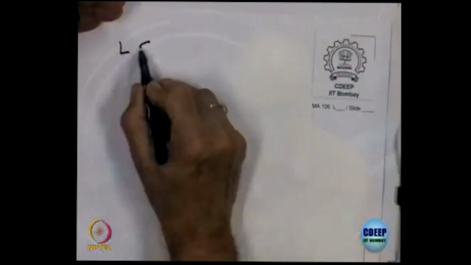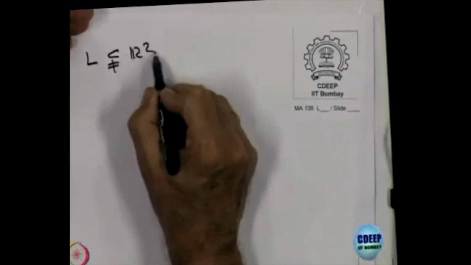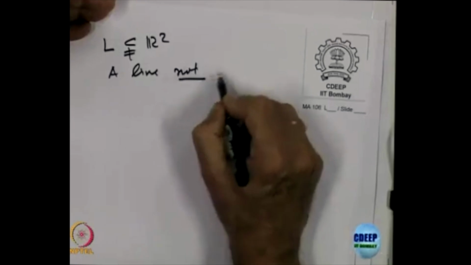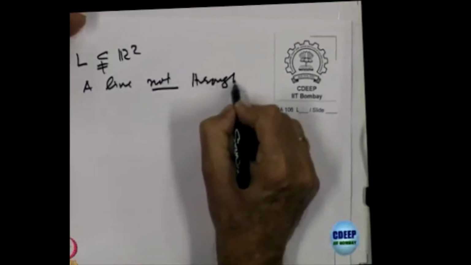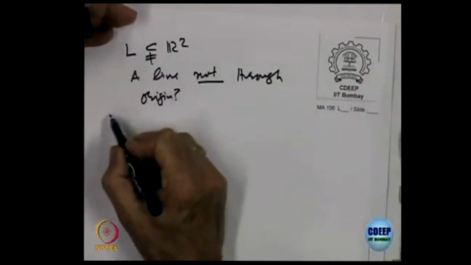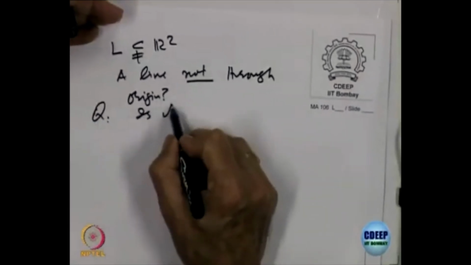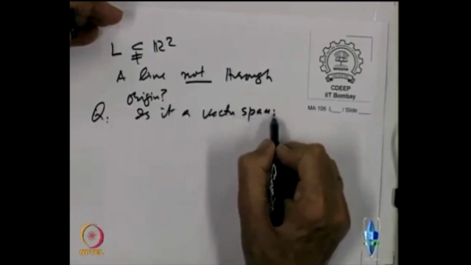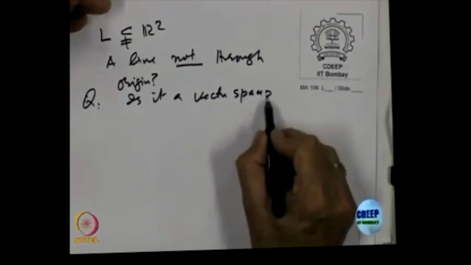This is an interesting example to consider. Look at a line not passing through the origin. So L, which is a proper subset of R2, a line not through the origin. So the question is, is it a vector space?